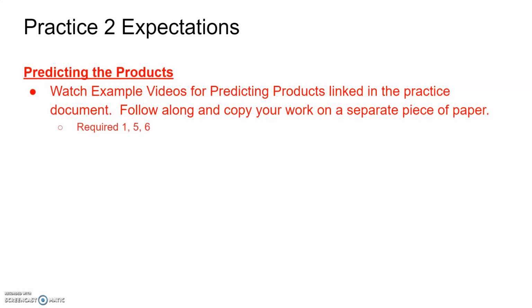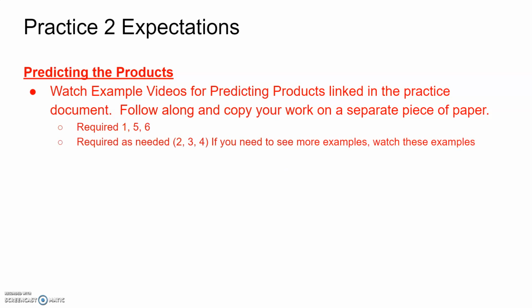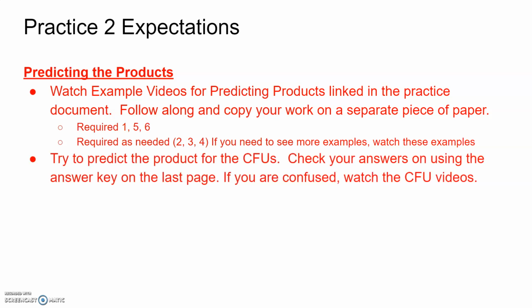Now, there are 6 examples, but you don't need to watch all of the videos. You're required to watch 1, 5, and 6. But if you feel that you need to see more examples, you can watch 2, 3, and 4. After you've watched the example videos, you're going to try to predict the products for the CFUs, and you can check your answer using the answer key on the last page, or if you feel like you actually need to see it done, you can watch the video that's linked.